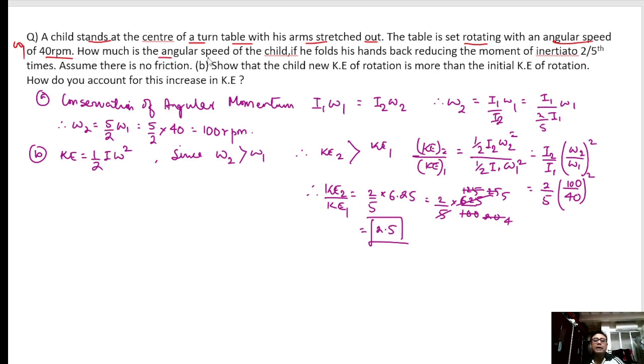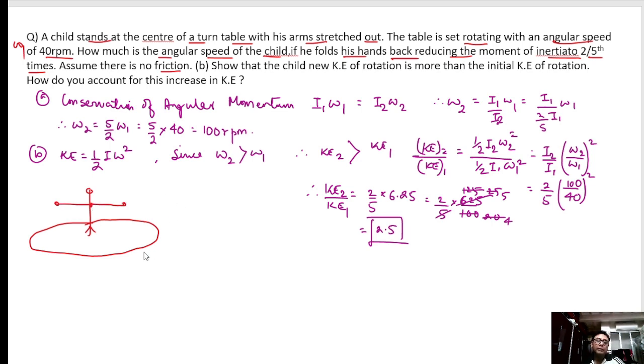How much is the angular speed of the child if he holds his hands back so that the moment of inertia becomes 2/5 of the original? Assuming there is no friction. So please watch one thing. This was the turntable. The child was initially standing like this with his arms stretched.